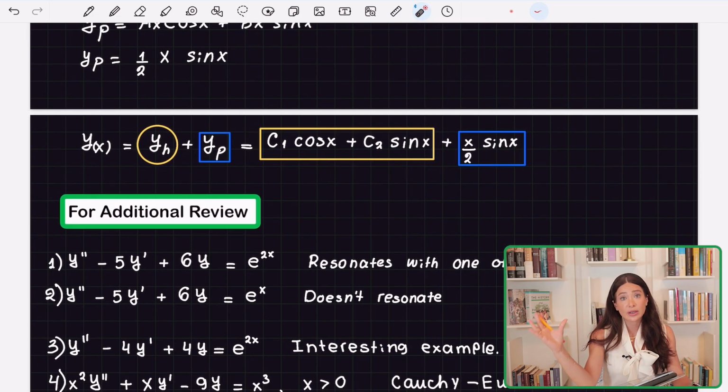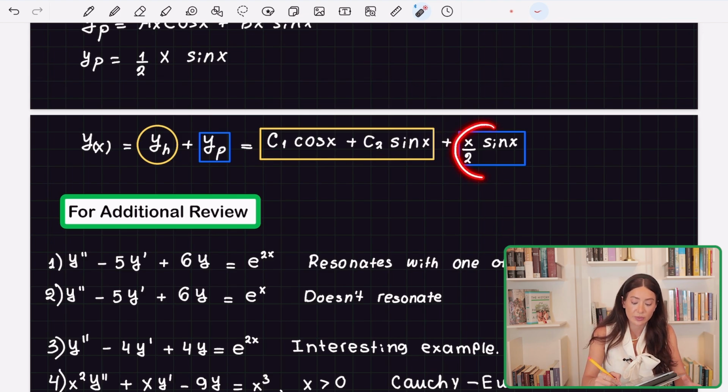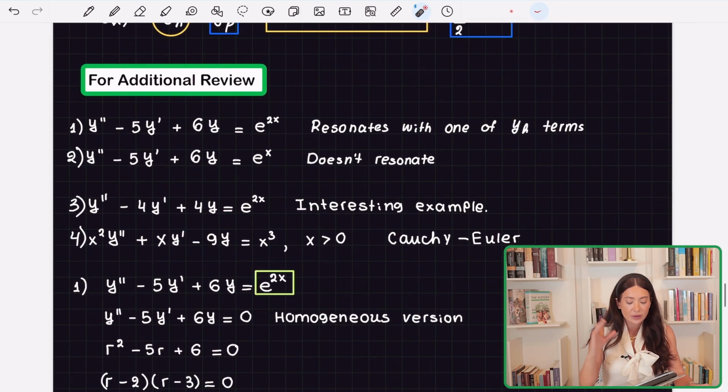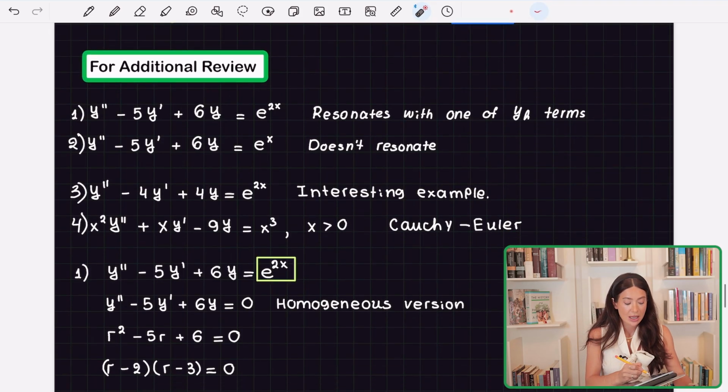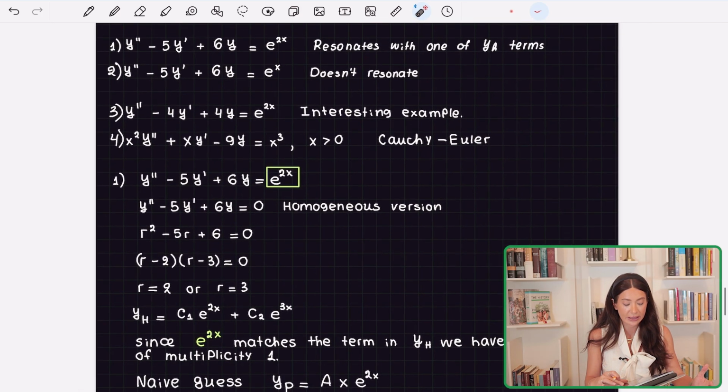And your general solution is going to be a linear combination, simply addition of your homogeneous solution, which was this right here, and your particular solution, which is this right here. And this together is your final answer. Okay? So here's some other problems for your additional review. I will have this document linked in the description box, so you can maybe solve these and check yourself. I have everything written out.